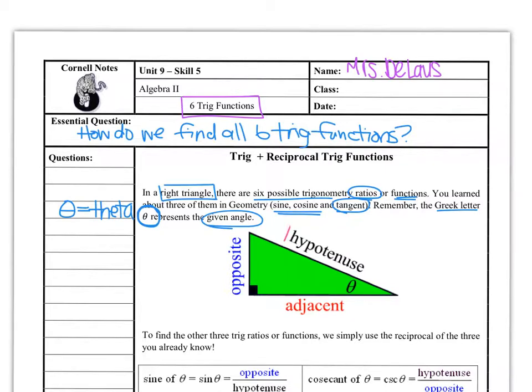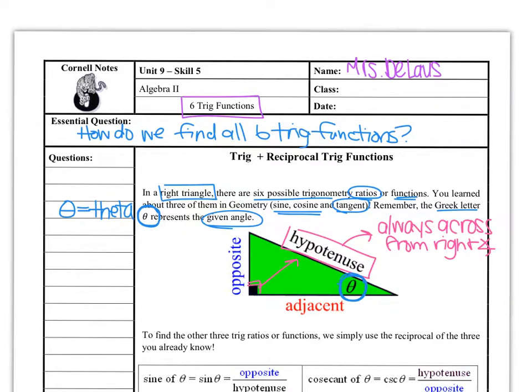The first one is called the hypotenuse, and this is always across from the right angle. So we're going to write that, always across from the right angle. So here's our right angle, and if I go across from it, there I will find my hypotenuse. The next thing you need to know for the other 2 sides is where the given angle is. So here's our given angle.